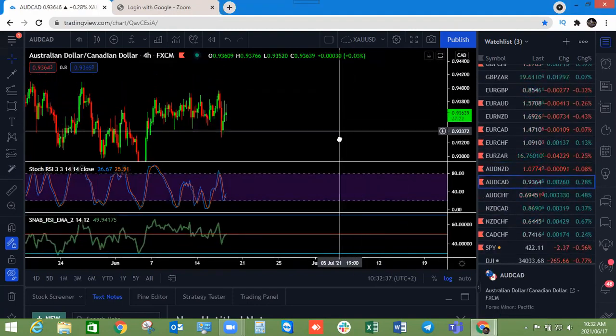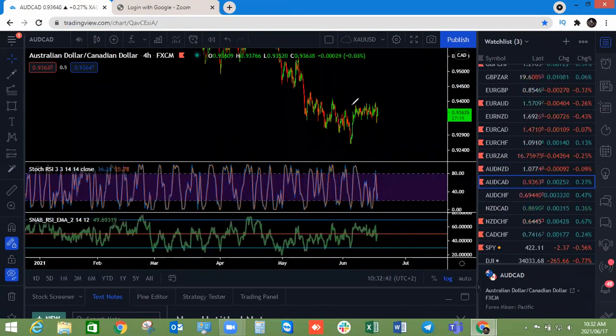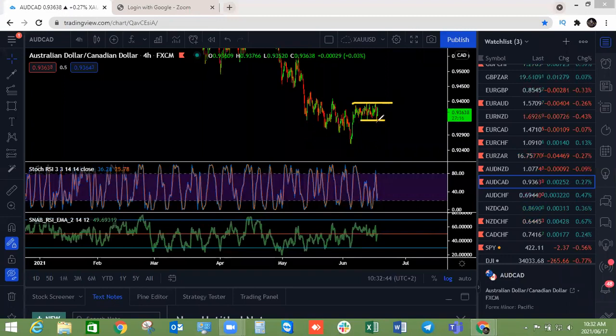US dollar CAD will push to the upside on the break above this. This will push to the upside. We have reset it. We are above 50. This should push to the upside.